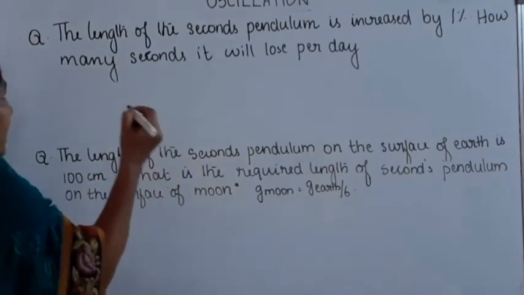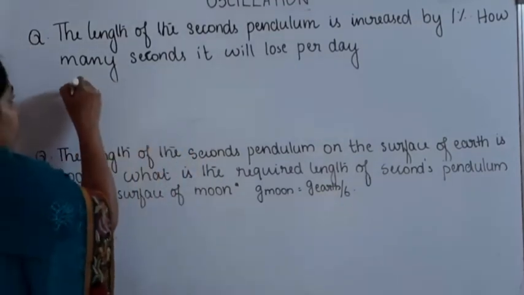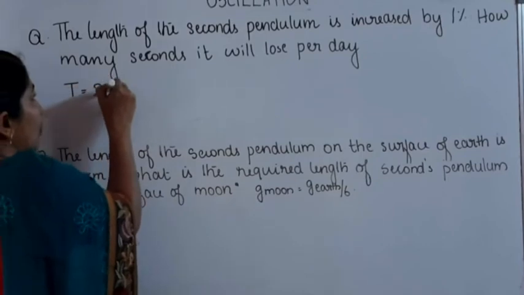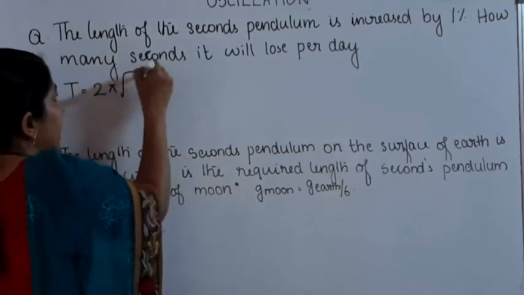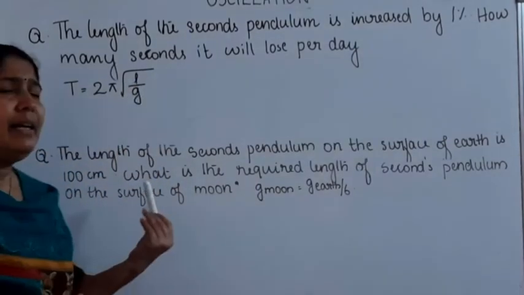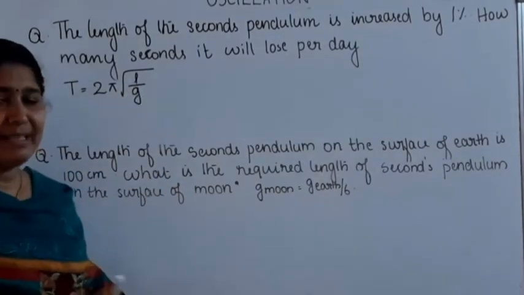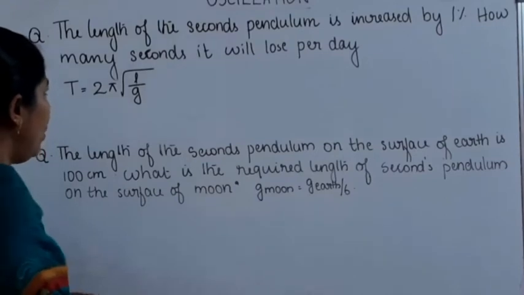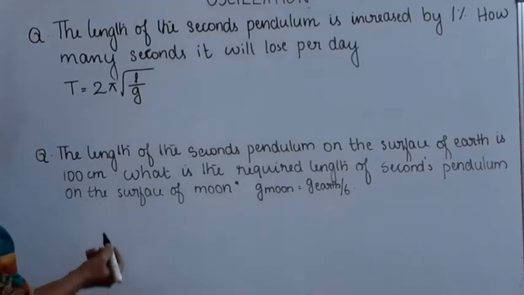For this, we know that the time period of the pendulum T is equal to 2π root of L divided by g. L is the length of the pendulum. In the case of a seconds pendulum, length L is equal to 100 centimeter, that we know. What about the new time period?